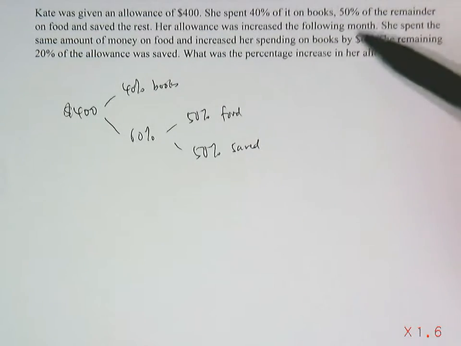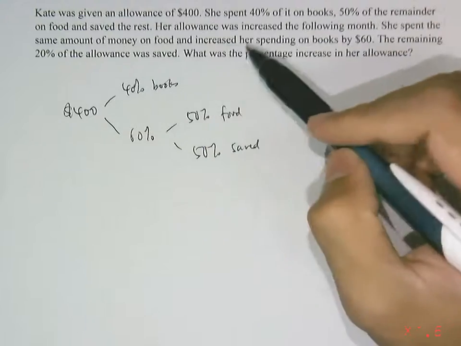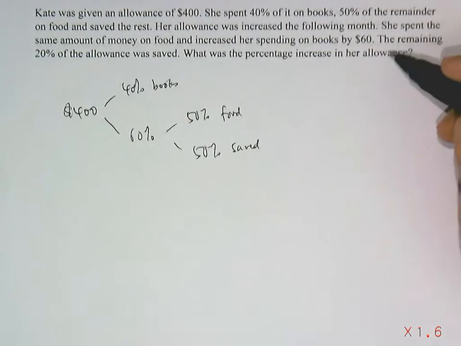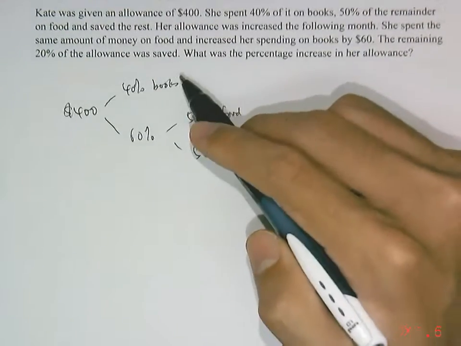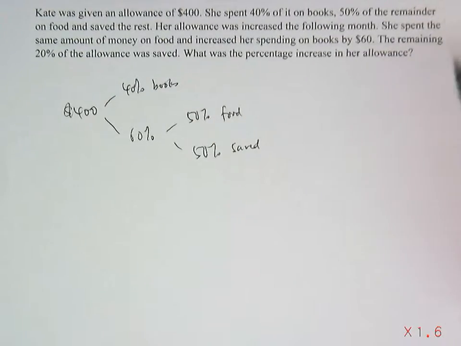Her allowance was increased the following month. She spent the same amount of money on food and increased her spending on books by $60. The remaining 20% of the allowance was saved. So what was the percentage increase in her allowance?